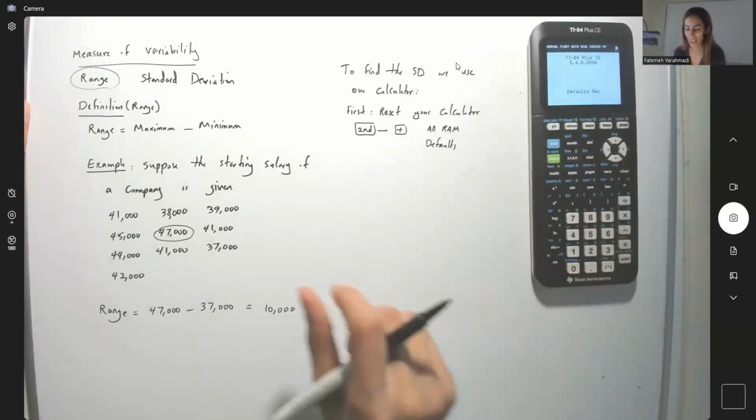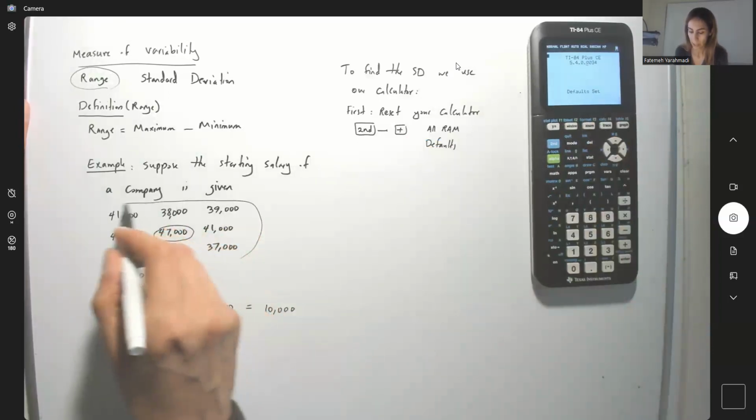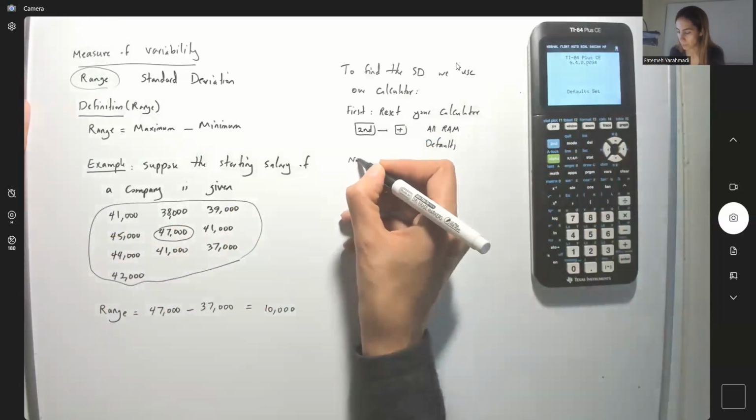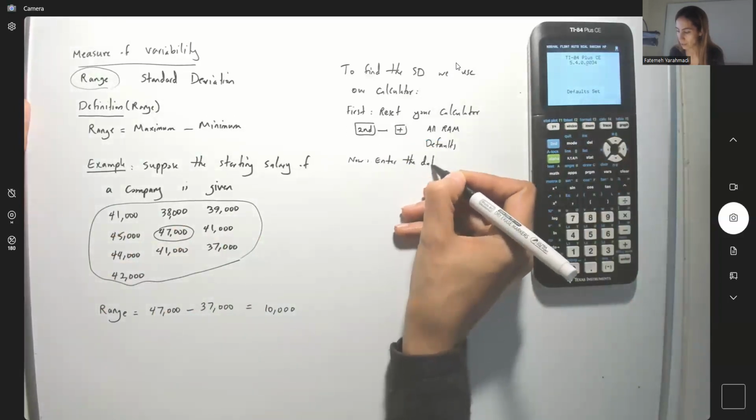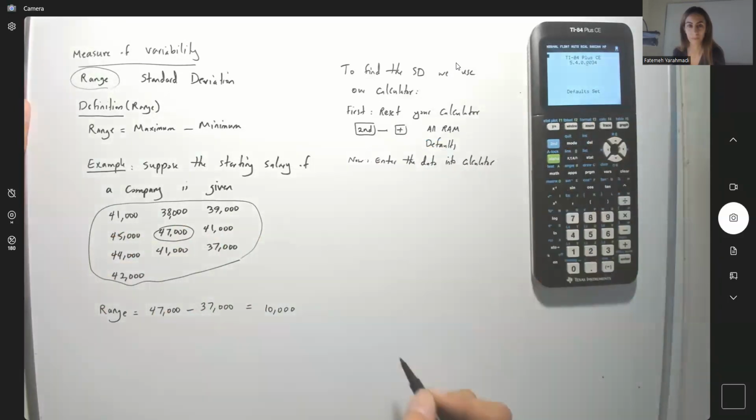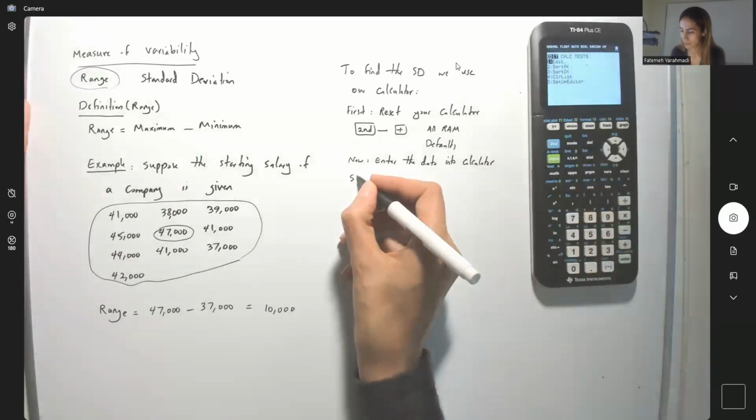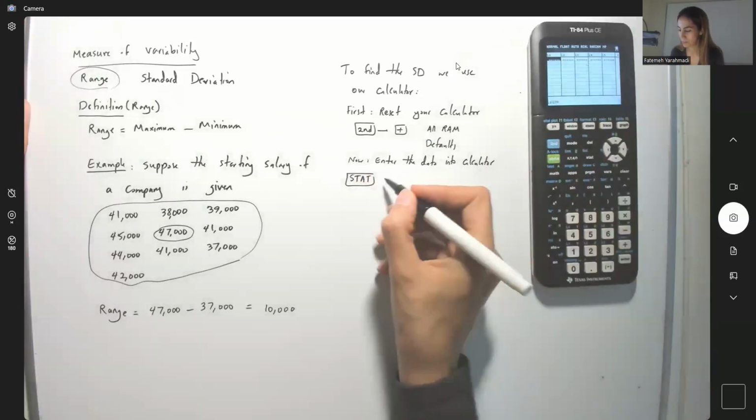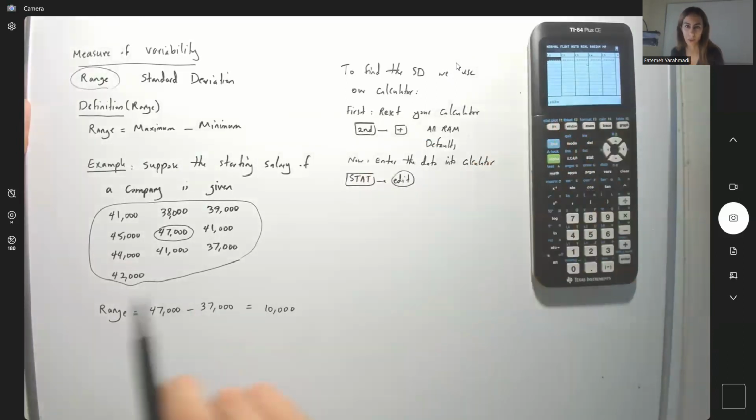Now what? Now you're going to enter the data into the calculator. So these are the data that we have for this company. What are you going to do? You're going to click on Stat. Then you're going to select Edit. And then enter these numbers into L1, one column.